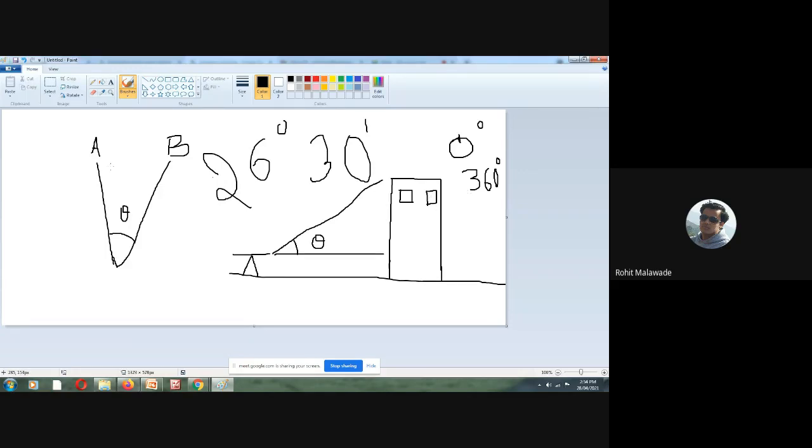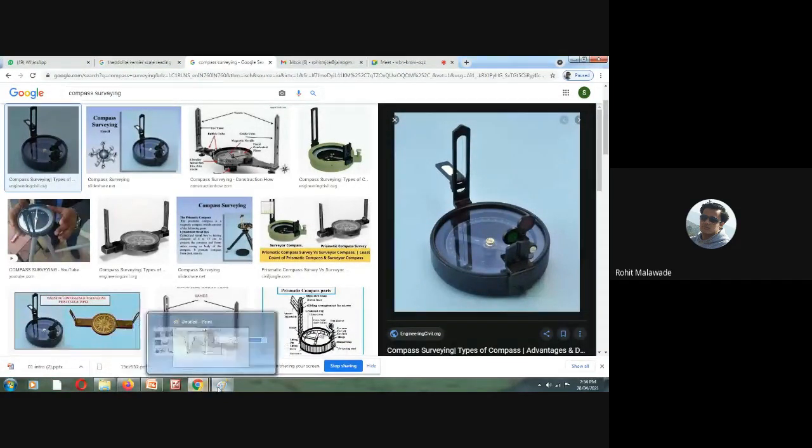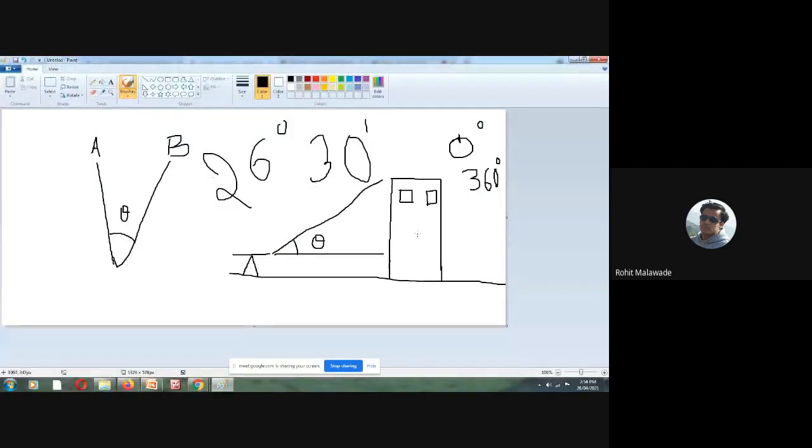In your compass instrument, we used to measure only the horizontal angle. Whereas with the theodolite, suppose this is a building, and you want to determine the angle between point A and point B, you can measure the vertical angle between the two points. This is a horizontal angle you have measured. Suppose A and B are two points on the ground, and you have held one ranging rod over here and one ranging rod over here.